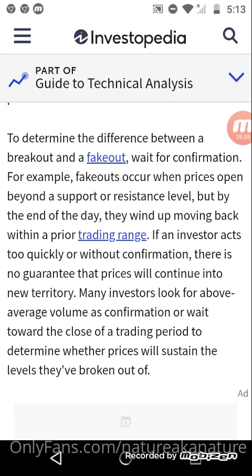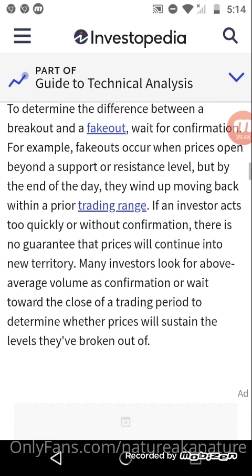So, planning exits. Predetermined exits are essentially ingredients to a successful trading approach. When trading breakouts, there are 3 exit plans to arrange prior to establishing a position. Where to exit with a profit.